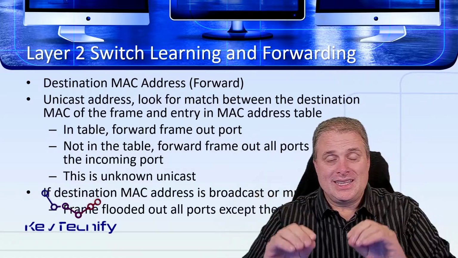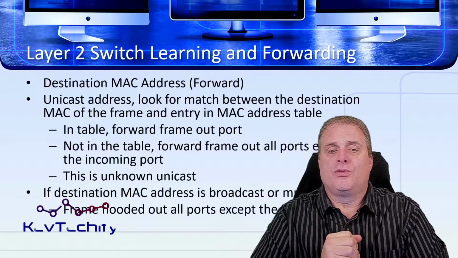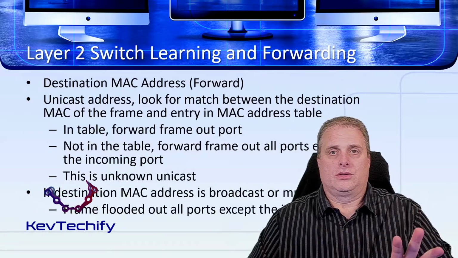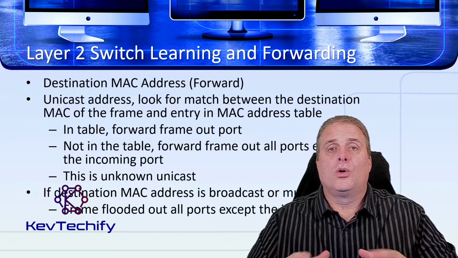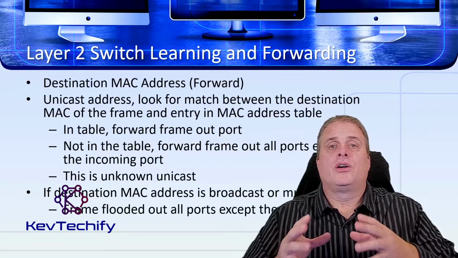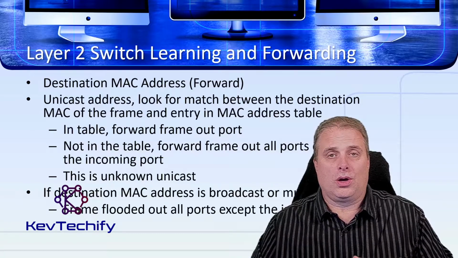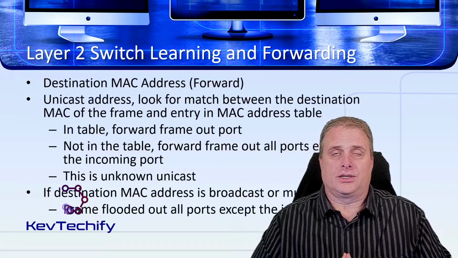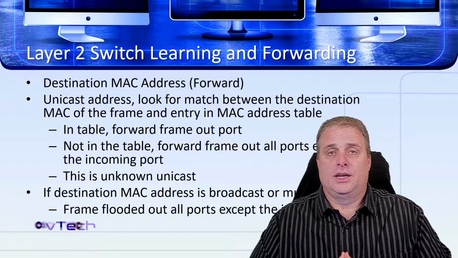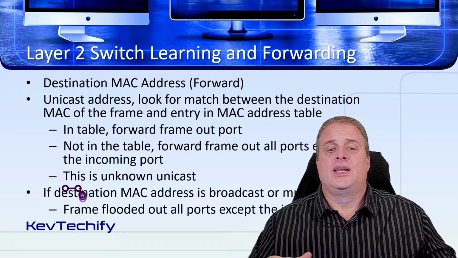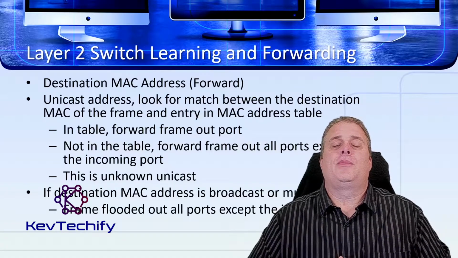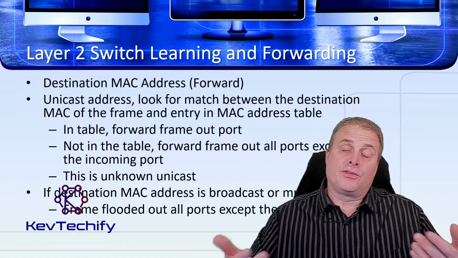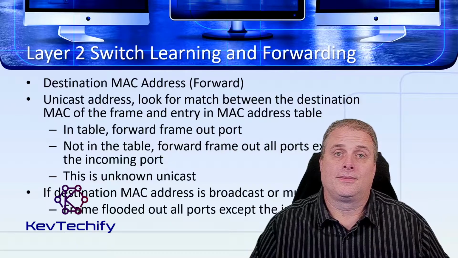If that MAC address isn't in our MAC address table, we forward that frame out of all the ports, except for the port it came into. This is an unknown unicast, and is part of the Address Resolution Protocol, the ARP lookup process. If the destination MAC address is a broadcast or a multicast, the switch then forwards that frame out of all the ports, except for the port it received it on.